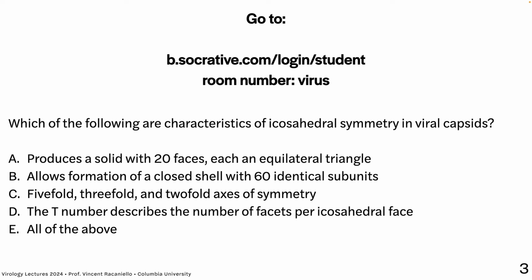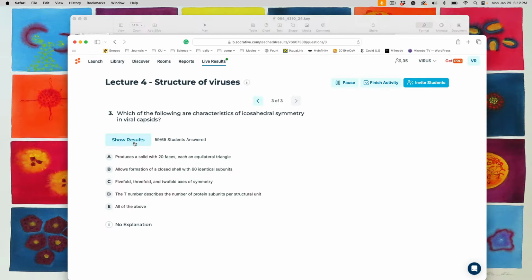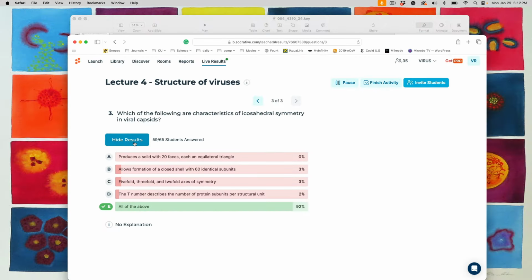All right, next question. Which of the following are characteristics of icosahedral symmetry in viral capsids? Produces a solid with 20 faces, each an equilateral triangle. Allows formation of a closed shell with 60 identical subunits, 5 3-fold and 2-fold axes of symmetry. The T number describes the number of protein subunits per structural unit. Or all of the above. All right, let's see what we did.